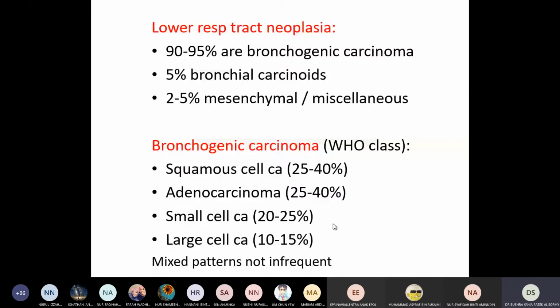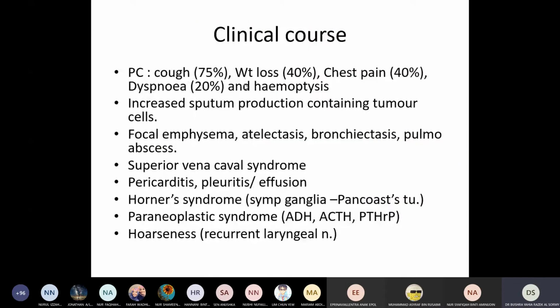For the clinical course, how the patient presents with lung cancer: the first symptom is cough. Most of the patients have cough, then also weight loss in terms of cachexia, and also chest pain. 40% of patients have chest pain. Dyspnea in 20% of them, and hemoptysis. I mean, not all lung cancer has hemoptysis. Sometimes they just have cough and weight loss, and some of them just have chest pain, dyspnea and cough.